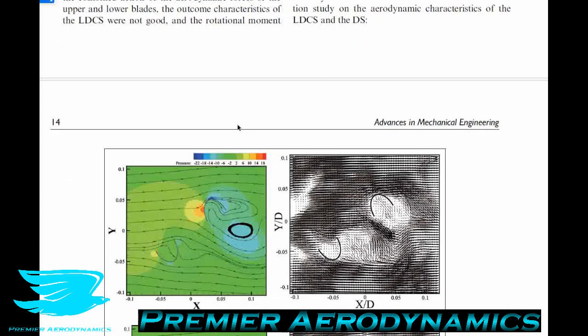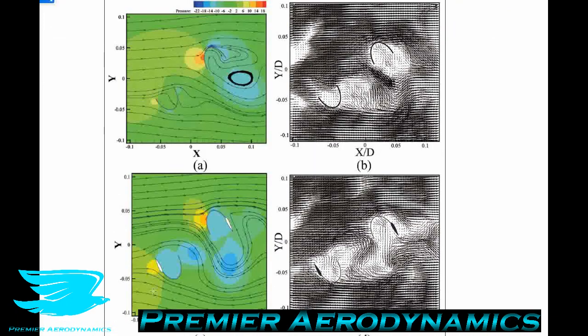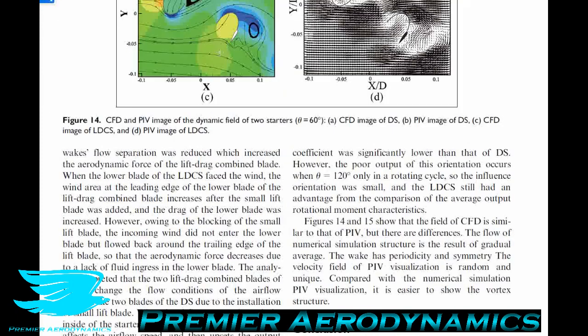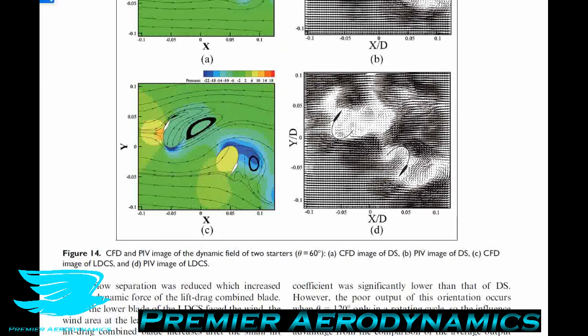And if we go to figure 15, which is at a different angle of attack, 120 degrees, again we get a much lower pressure region. We get 4 low pressure regions here as opposed to just 1 or 2. So we can see why the lift and drag blades could be more favorable than the drag-only blades.